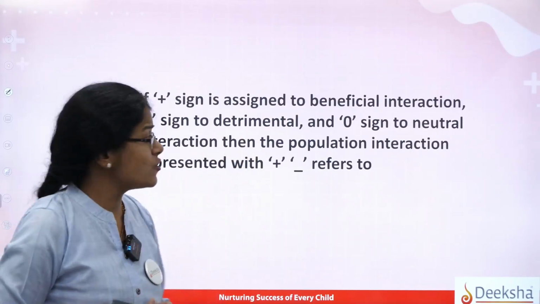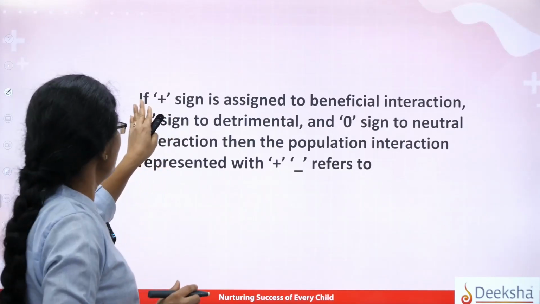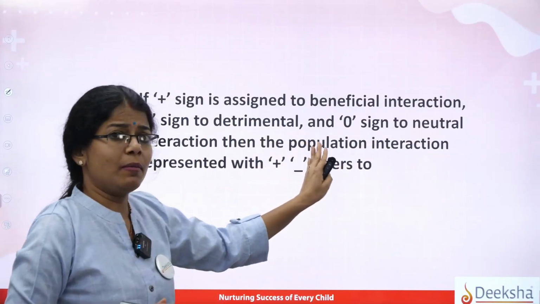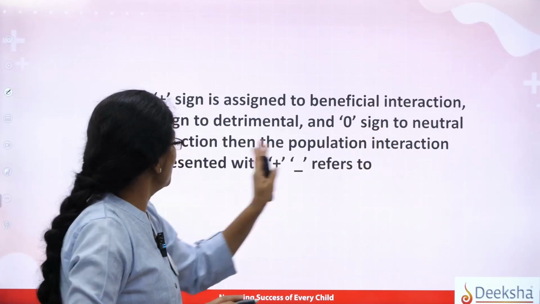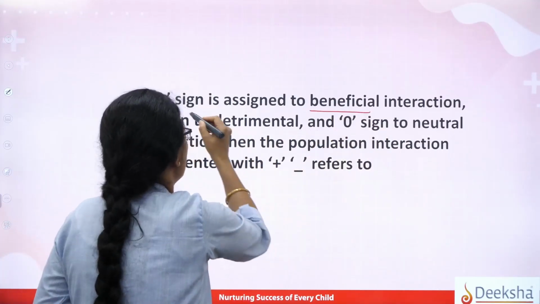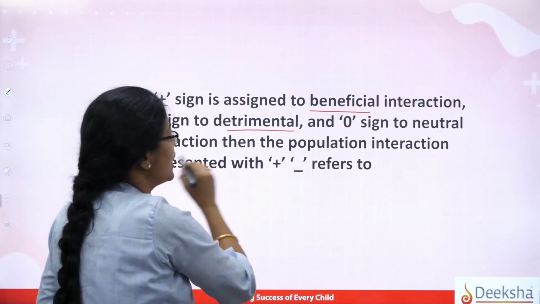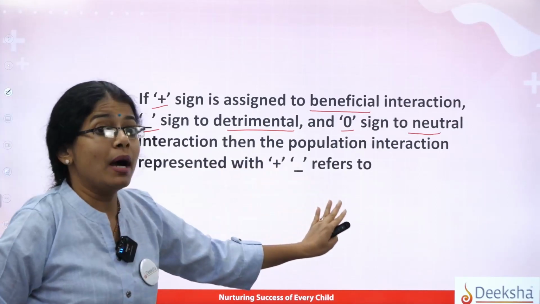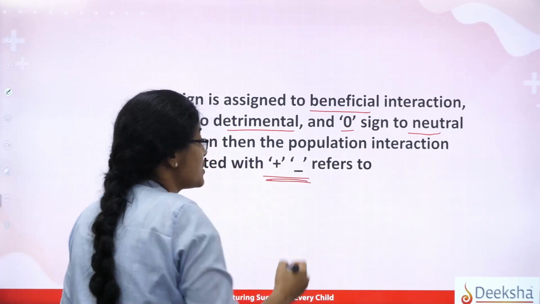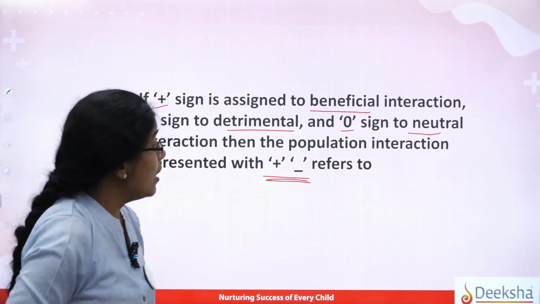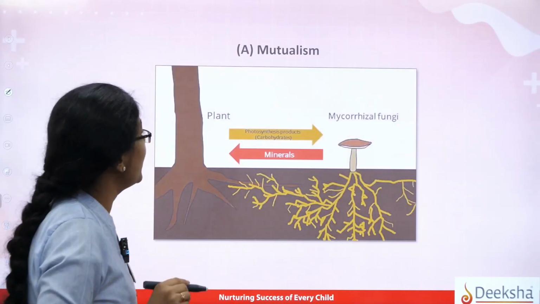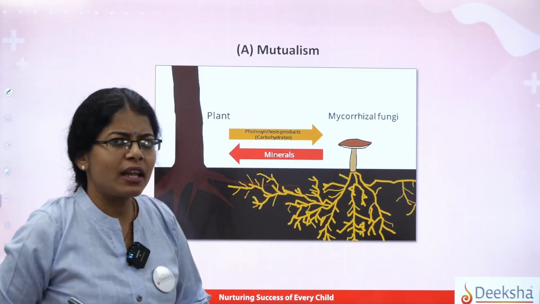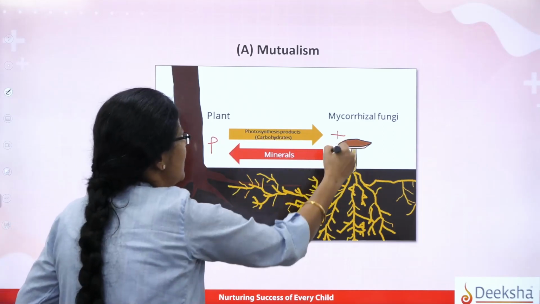Okay, move on to this again. We will be learning more interactions here. The next question is, if a plus sign is assigned to beneficial interaction, a negative sign to the detrimental and harmful, and a zero sign to neutral. So you have three things here: beneficial for positive, detrimental for negative, zero for neutral. Then the population interaction presented with plus and minus. So you have to find out which is the interaction which is having a plus and minus type of interaction. And the options here I give you with examples, okay? Mutualism, which you studied right now, where we're helping each other equally, right? So that was both plus and plus, correct?